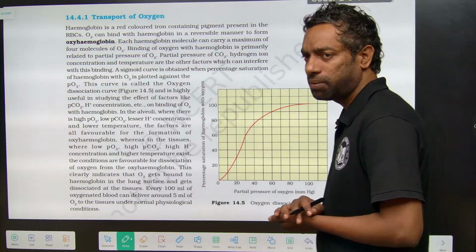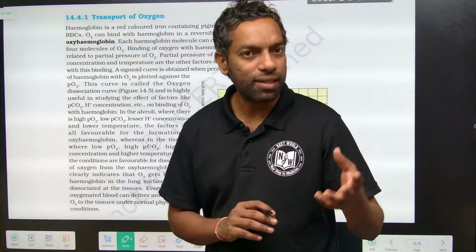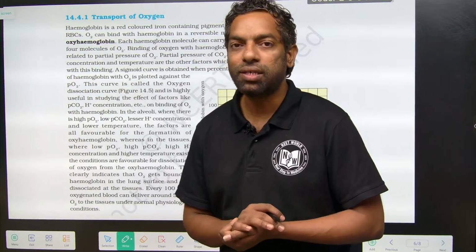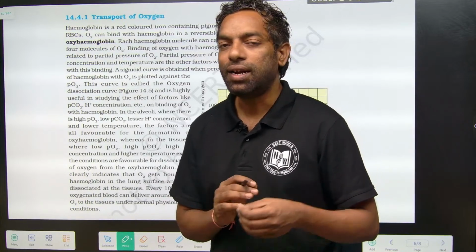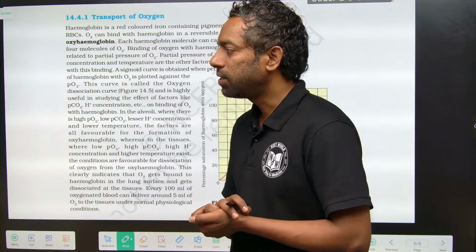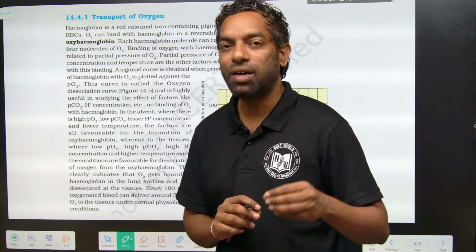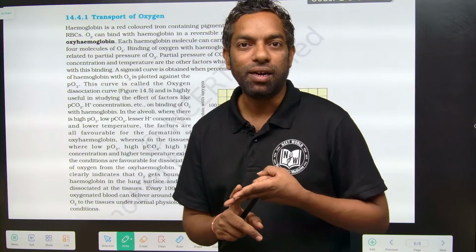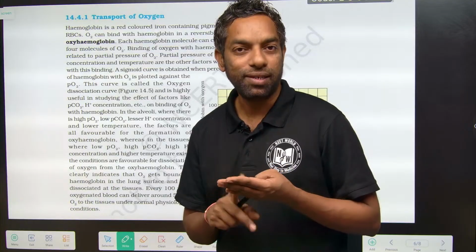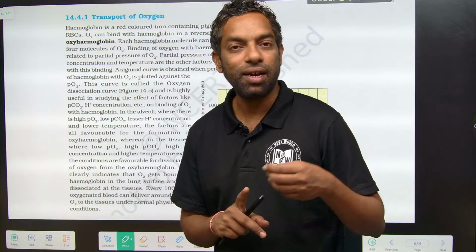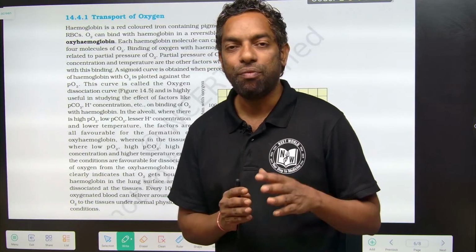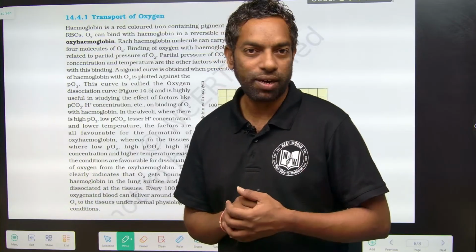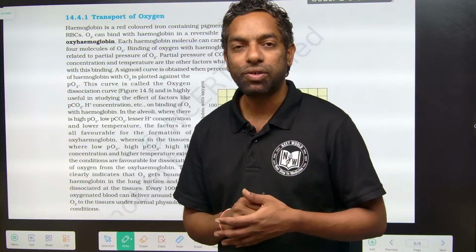Guys, I am going to explain how the factors affect the oxygen dissociation curve in the next session. That is most important. What are the factors? pH, carbon dioxide, temperature, and acidity. pH is acidity, the hydrogen ion concentration. We will discuss the factors affecting the oxygen dissociation curve in the next class.